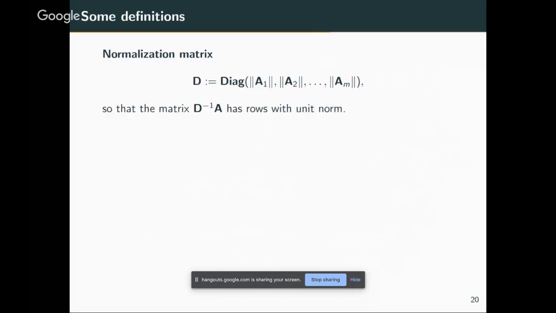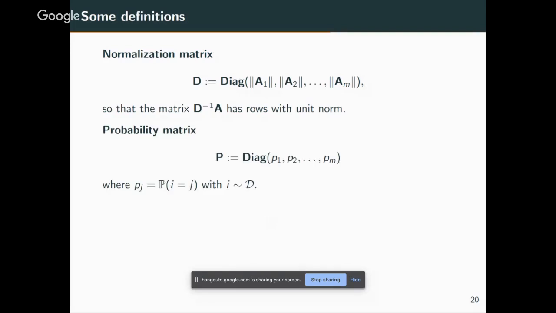I'll introduce some notation that will allow me to explain this method a little more concisely. We have a normalization matrix D, which is a diagonal matrix that contains the norms of the rows of the matrix A, so that D inverse A is a matrix whose rows have unit norm. We'll also use a probability matrix P, which is again diagonal and has just the probabilities of selecting each row at each selection step.